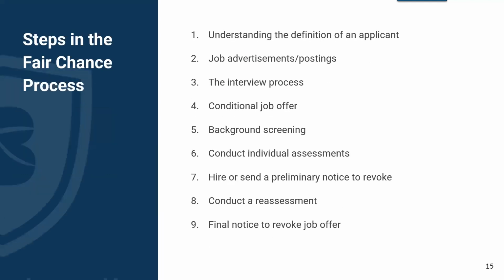The steps in the fair chance process, some of these are going to look familiar. However, there are some new ones. So first and foremost, you're going to want to understand the definition of an applicant. Job advertisements and postings, what you can and can't have in there. The interview process, and then making the conditional job offer, the background screening process, and then after that, conducting an individual assessment. And then you're going to either hire or send a preliminary notice to revoke the offer, conduct a reassessment, and then final notice to revoke a job offer. So there's some additional steps here to the previous standard pre-adverse process.